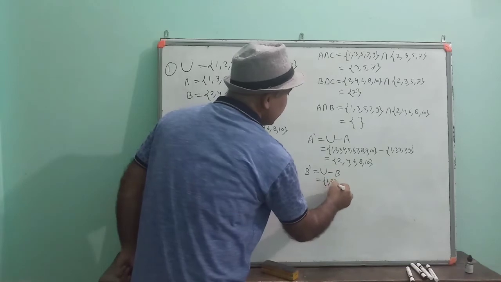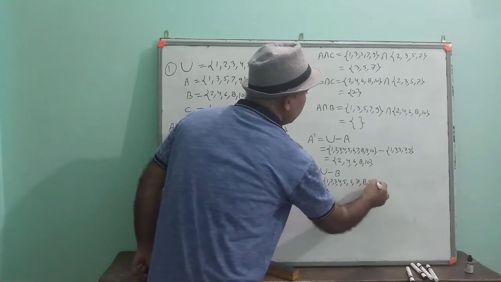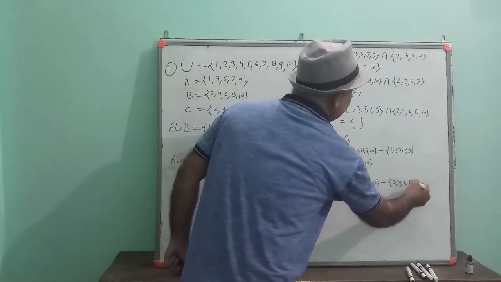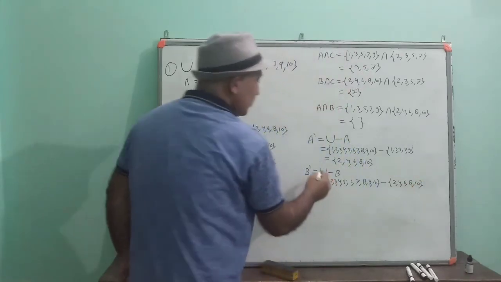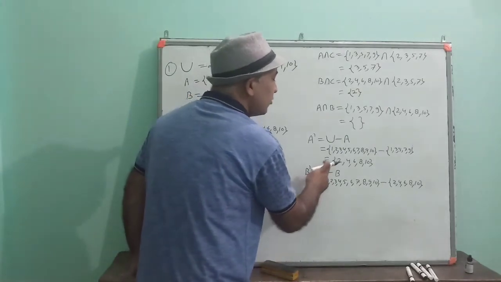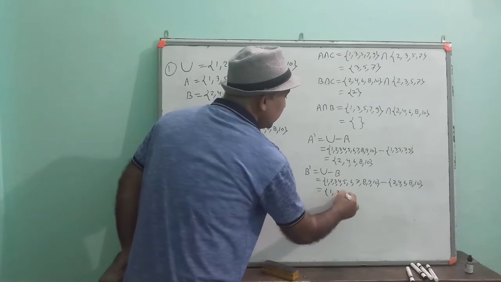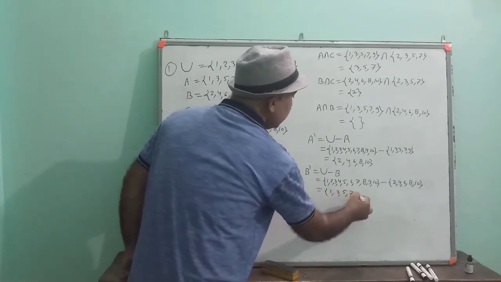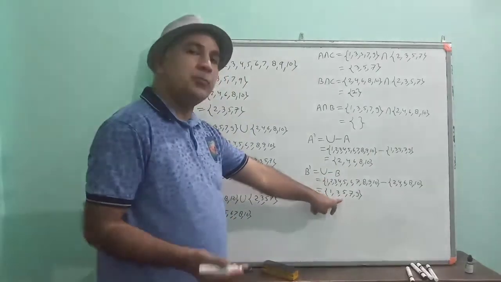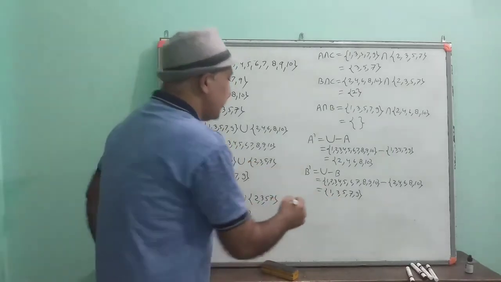Universal set has the first 10 natural numbers. Universal set minus B, where B has all the even numbers, means all the elements of the universal set which are not in B. So what are not in B? 1, 3, 5, 7 and 9. These elements are not in B, so this set will be called B complement. Is this clear? This set is called B complement.